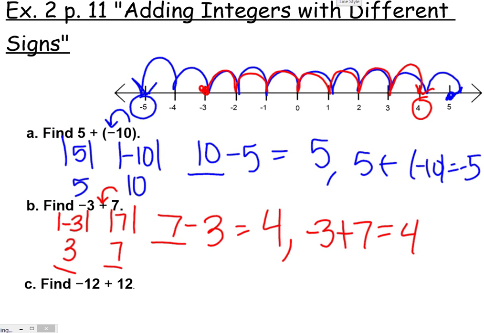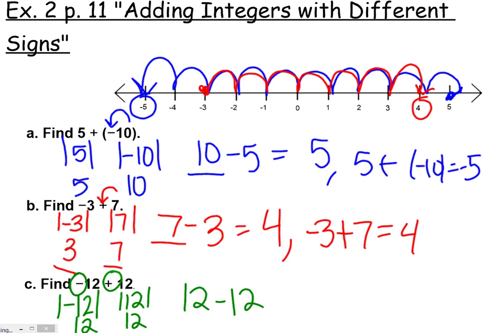Now for C, we have the absolute value of negative 12, which is 12, and the absolute value of positive 12, which is 12. Now since they have different signs, one's negative, one's positive, you have to subtract. 12 take away 12 is 0. So therefore, using the additive inverse property, negative 12 and its opposite of positive 12 combine to make 0.